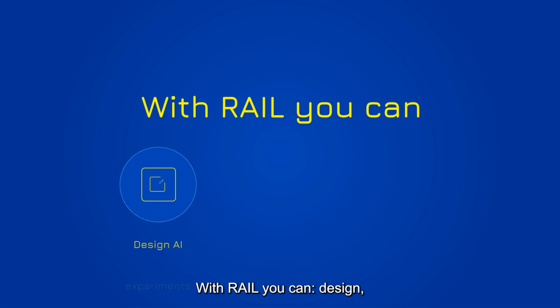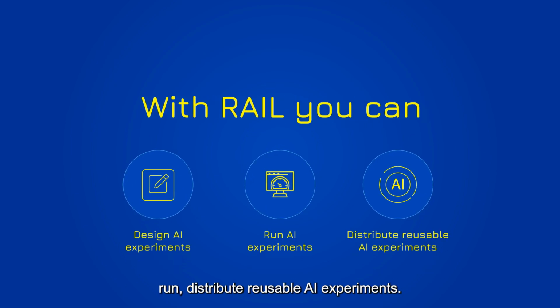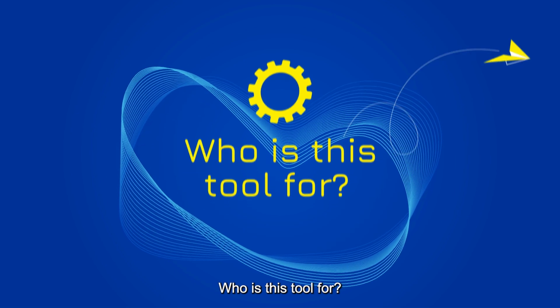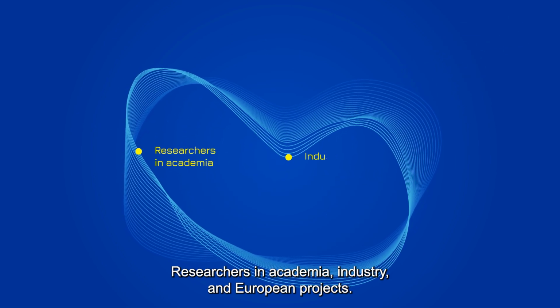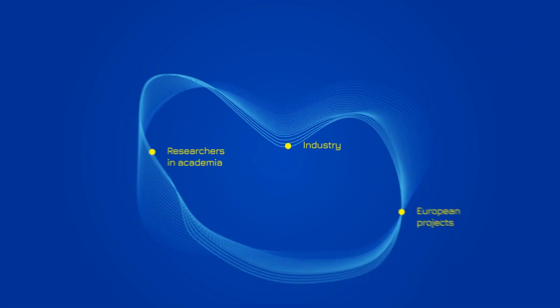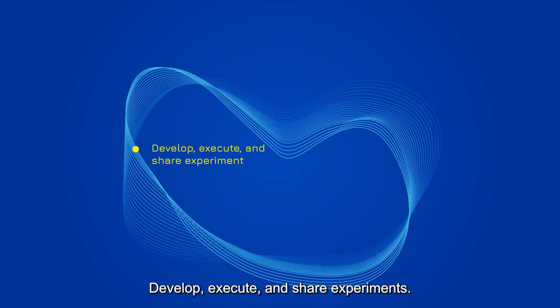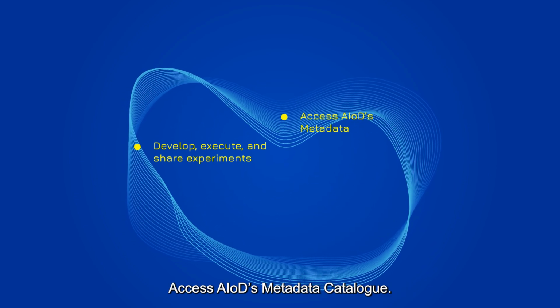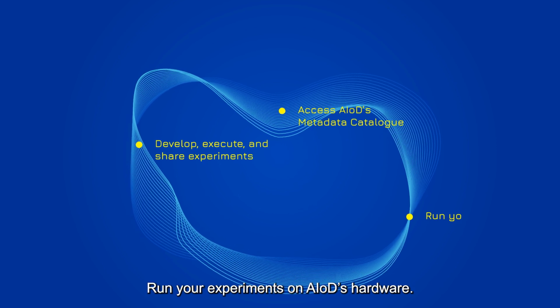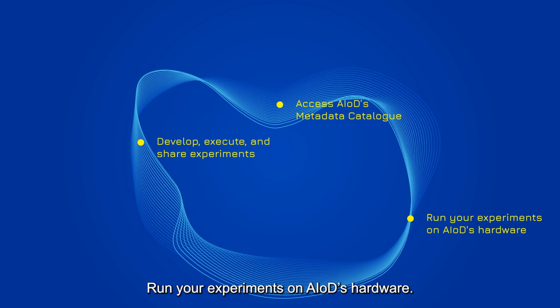With Rail, you can design, run, and distribute reusable AI experiments. Who is this tool for? Researchers in academia, industry, and European projects. What can you expect? Develop, execute, and share experiments. Access AIoD's metadata catalog. Run your experiments on AIoD's hardware.